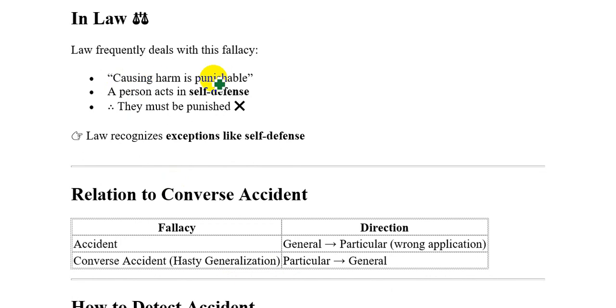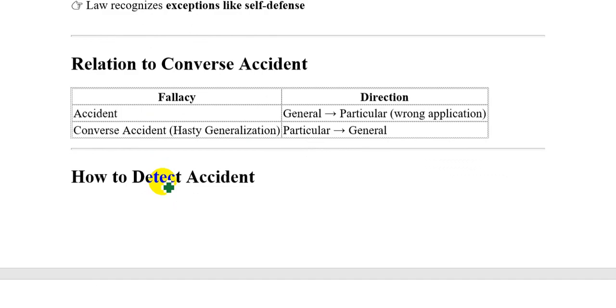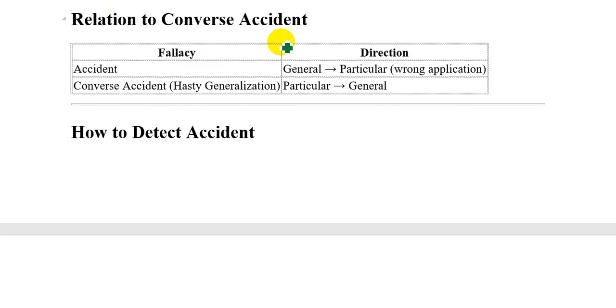For example, causing harm is punishable. A person acts in self-defense. They must be punished. Law recognizes exceptions like self-defense. Now, what is the relation to converse accident? Accident is from general to particular and ignoring the exceptions, whereas converse accident, which is also known as a hasty generalization, is from particular to general.